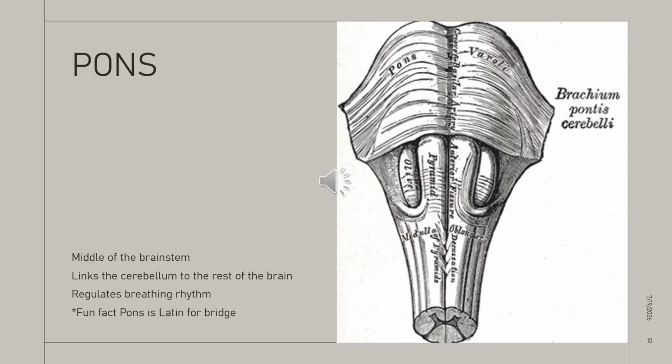Next down the brainstem is the pons, a word that literally translates to bridge in Latin. True to its name, it physically links the cerebellum to the rest of the brainstem and cerebrum. It acts as a massive relay station for motor and sensory tracts and houses centers that help smoothly regulate breathing rhythms.